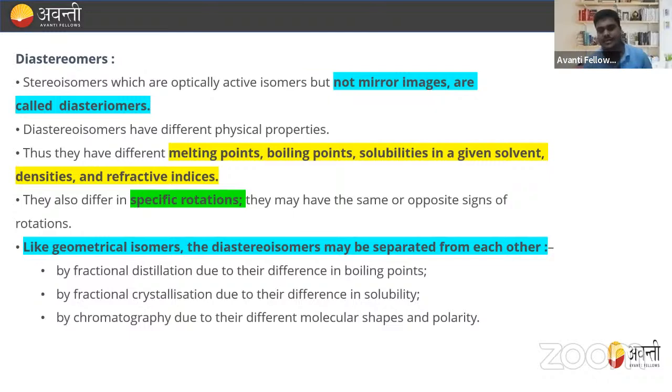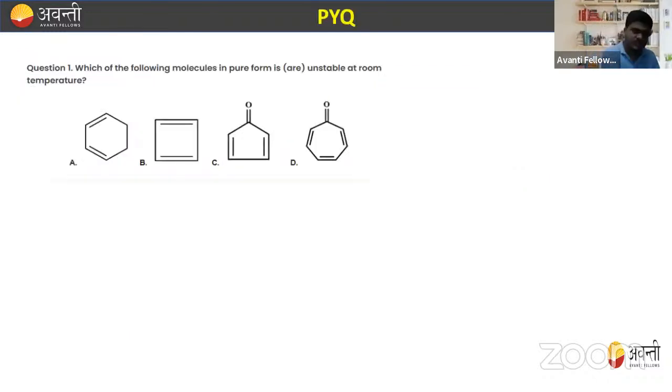Right. So let's start with some PYQ questions. We have a first question like this: which of the following molecules is pure form that is unstable at room temperature? We know that according to Huckel's rule, aromatic compounds are stable and anti-aromatic compounds are unstable. So we have to find the condition for anti-aromaticity and aromaticity. Those which are anti-aromatic in nature are said to be unstable.